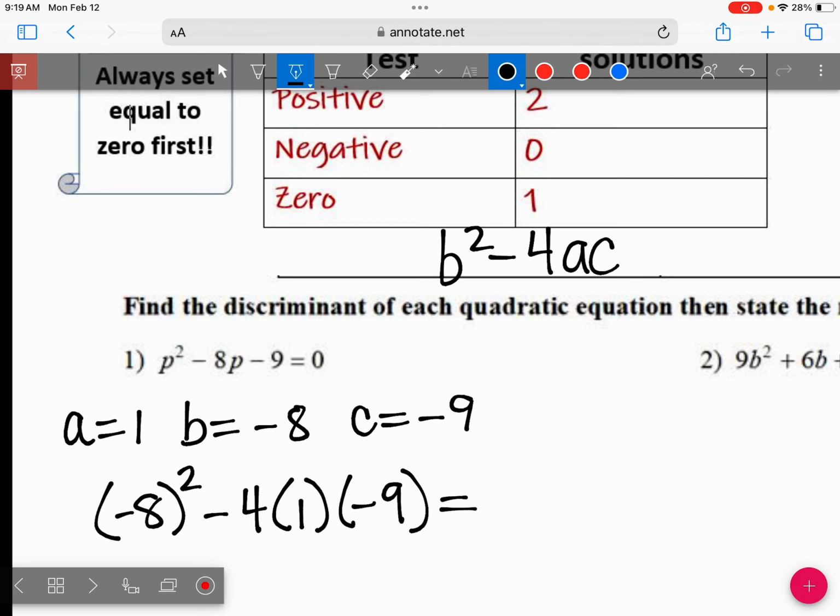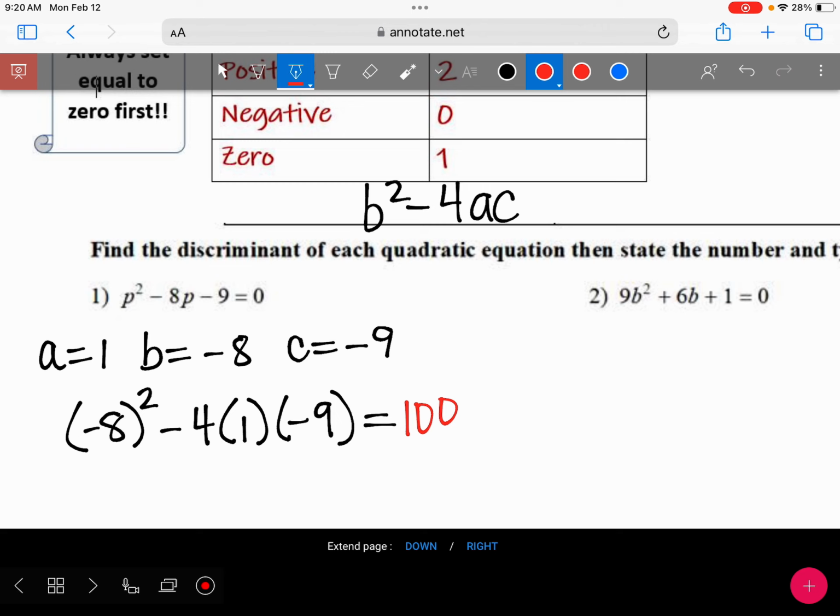All right, thumbs up if you got positive 100. Who got positive 100 for the discriminant? All right, good. So because we got 100, because it's positive, it doesn't matter what the number is. We're just looking at the sign of that number. Because it's positive, how many solutions do we have? We have 2 solutions.